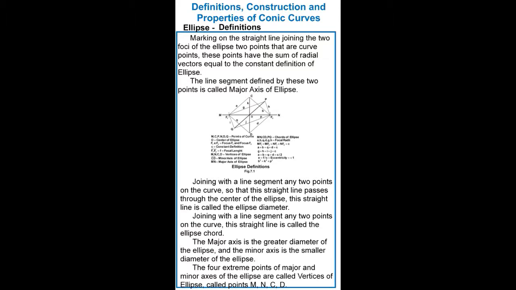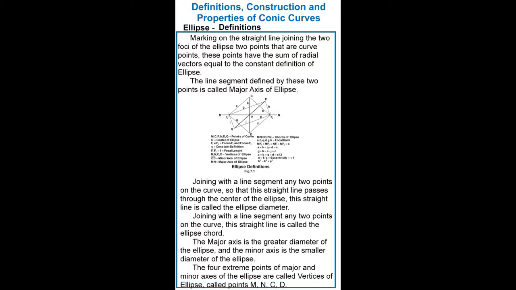Join with a line segment and 2 points on the curve. This straight line is called the ellipse chord. The major axis is the greater diameter of the ellipse, and the minor axis is the smaller diameter of the ellipse.